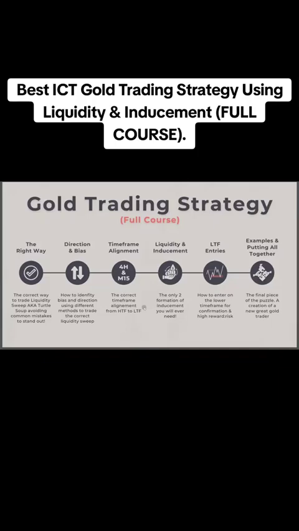This is my personal trading strategy for gold, and I'll be revealing everything about it today. This will be the only ICT gold strategy you will ever need using liquidity sweep. What to expect from this video is that it will be a full course. I'm gonna go over the right and correct way to trade liquidity sweeps, also known as turtle soup, and we're gonna be avoiding the mistakes that other people make to stand out and be profitable.